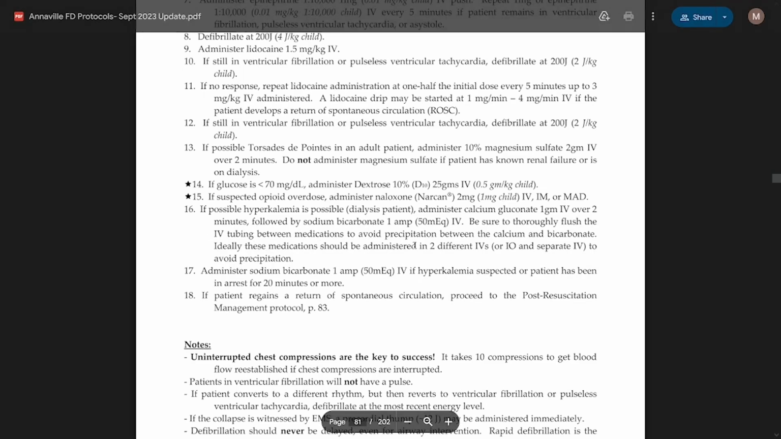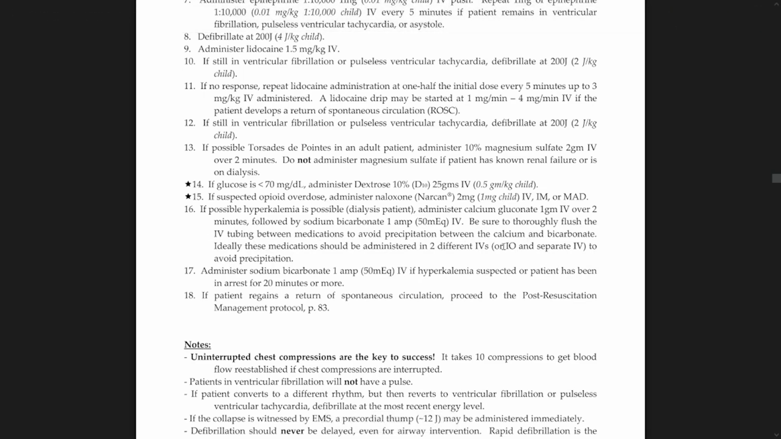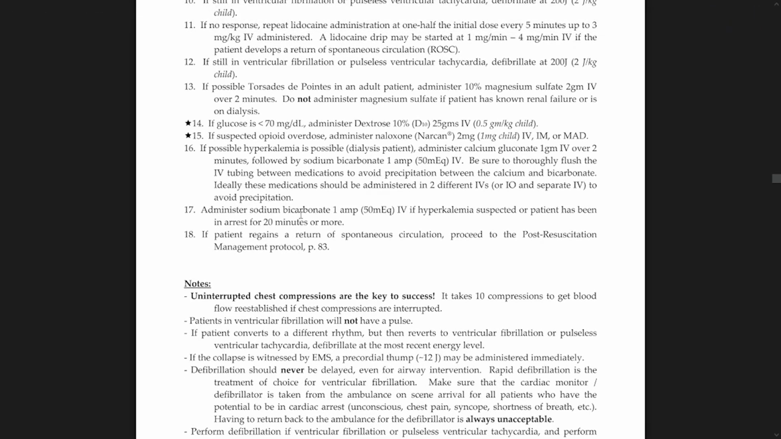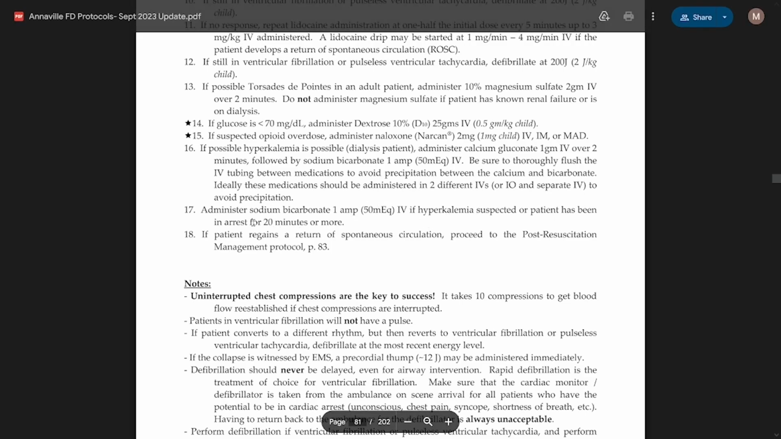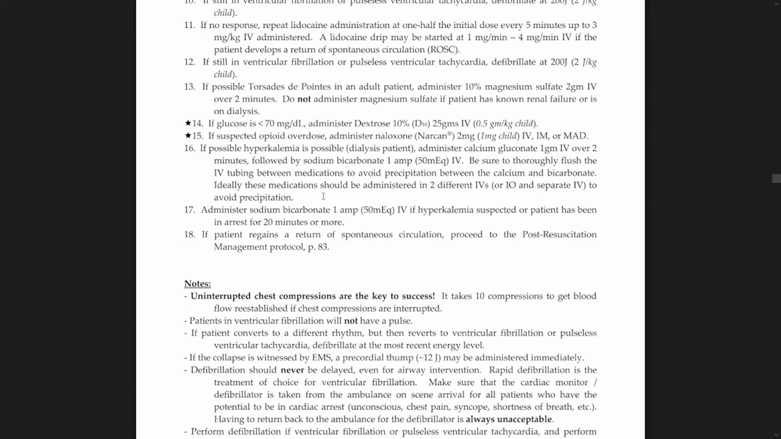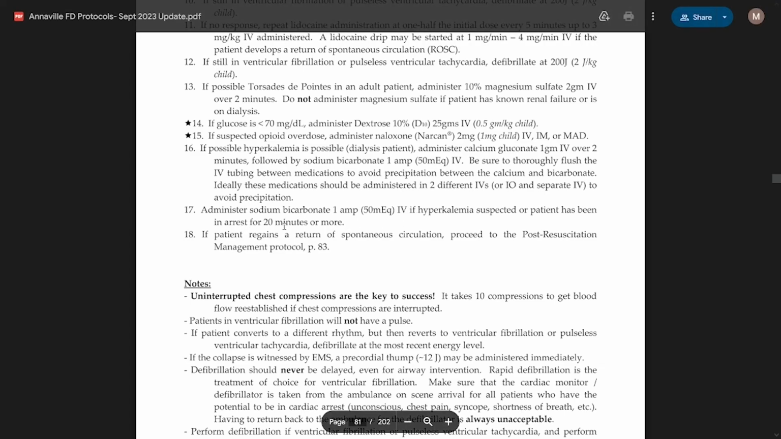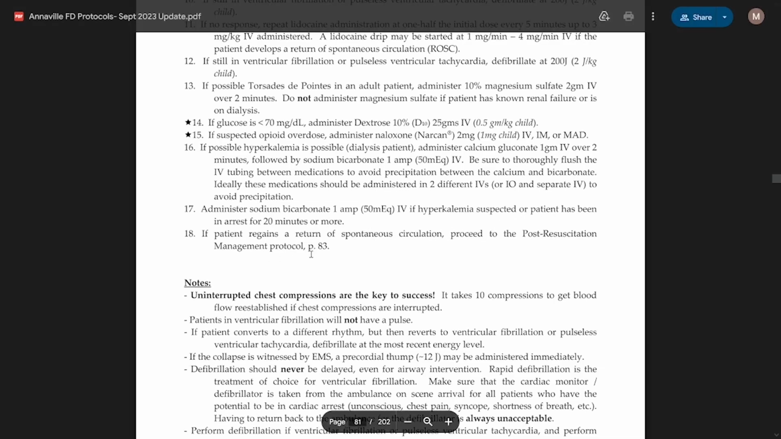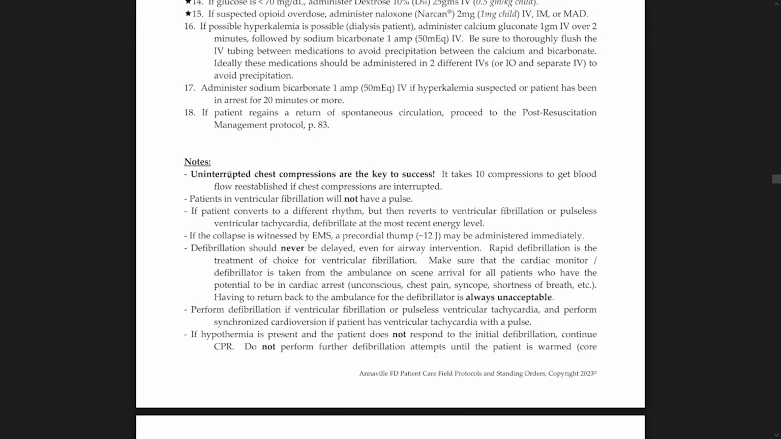Ideally, these medications should be administered in 2 different IVs, or an IO and a separate IV, to avoid precipitation. Administer sodium bicarbonate 1 ampule or 50 milliequivalents IV if hyperkalemia is suspected or if the patient has been in cardiac arrest for 20 minutes or more. If the patient regains ROSC, or return of spontaneous circulation, proceed to the post-ROSC management protocol on page 83. Note, uninterrupted chest compressions are key to success.